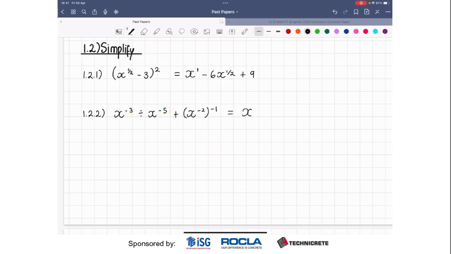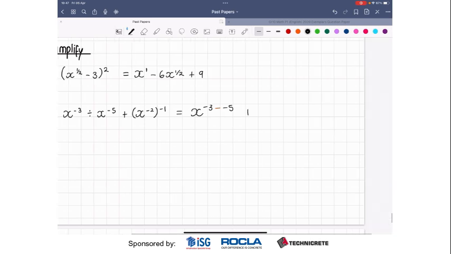So for the first one, I'm going to have the same base, negative 3 minus negative 5. And then for the second term, I'm just going to have the negative 2 here being multiplied by the negative 1, which is positive 2, and so I'm left with x squared. Then I can simplify the first one, so I'm going to have minus 3 minus minus 5, that minus minus becomes positive, so I've got minus 3 plus 5, which is a positive 2. And this one stays the same, and now I've got like terms, so I can add them, and I'm going to have 2x squared.